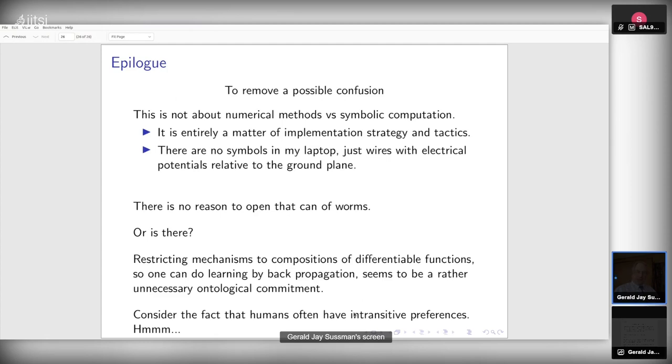On the other hand, there is some problem with the current ways people make these large language models or neural net things and so on. They're restricting mechanisms to compositions of differentiable functions because they are doing their learning by backpropagation. And that seems to me to be an unnecessary ontological commitment.